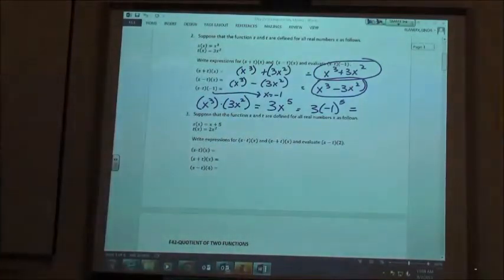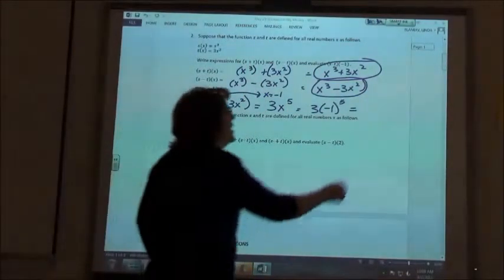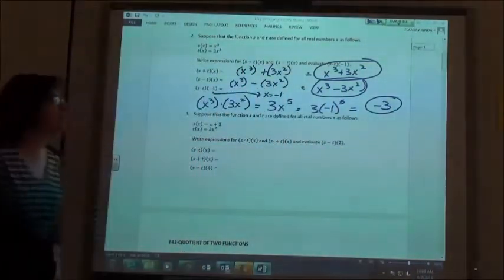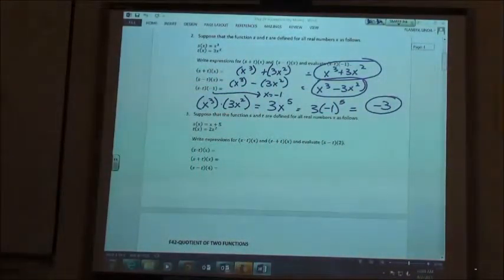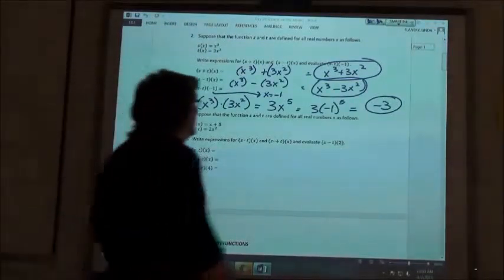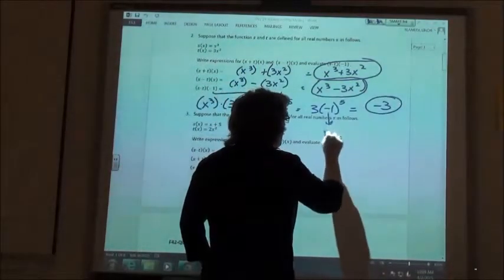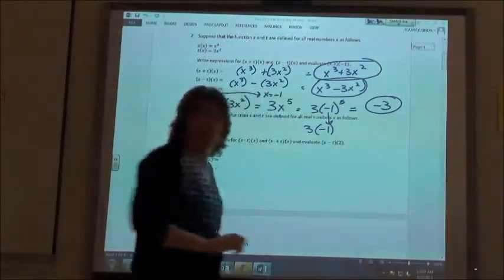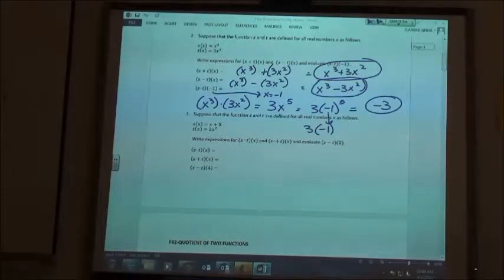So it's going to be -3. It's just going to be -3 because -1 to the 5th is -1, and -1 times 3 is -3, okay? So this part just equals -1, and then I have 3 times -1, which is -3. Because if you did -1 times -1 times -1 times -1 times -1, guess what? You still get -1. Okay.